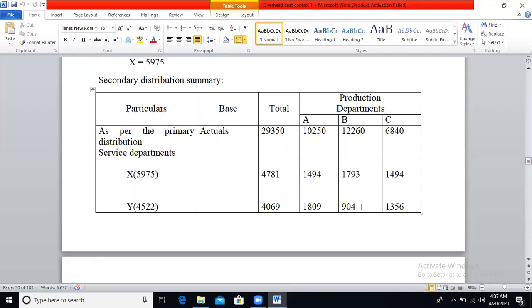Then for department B, 4522 into 20%. If you calculate it, you will get 904.4. So round it off to 904. And for department C, it will be 30%. So 4522 into 30%, if you calculate it, you will get 1356. So if you add these three, 1809 plus 904 plus 1356, you will get the total value 4069.